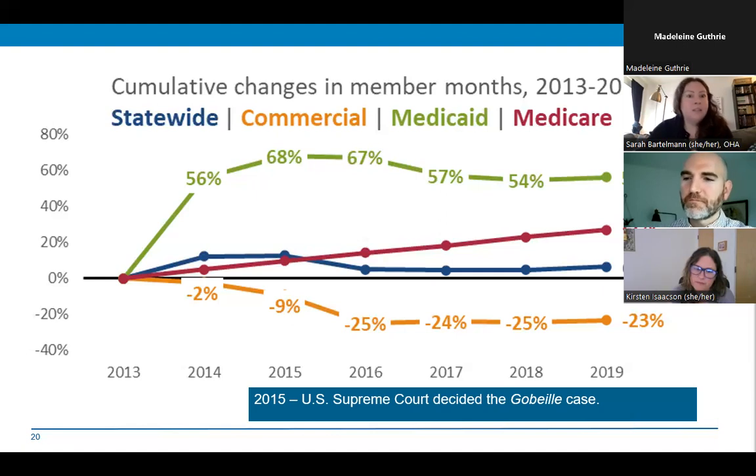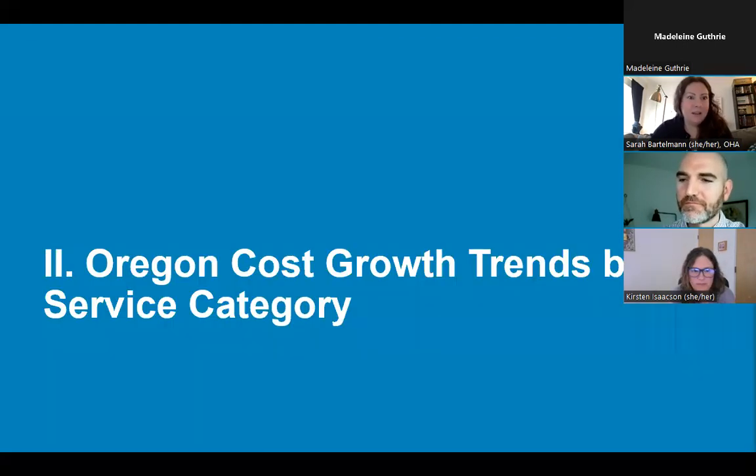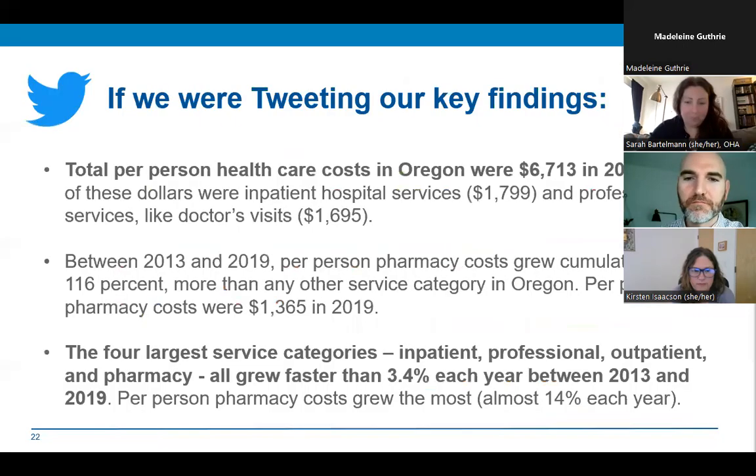Okay, I'm going to move us into the next section because I just looked at the time and realized that we should maybe speed up a little bit. So let's go to chapter 2. Next slide, and then one more slide. So in chapter 2, we're going to start looking at those costs by service category.